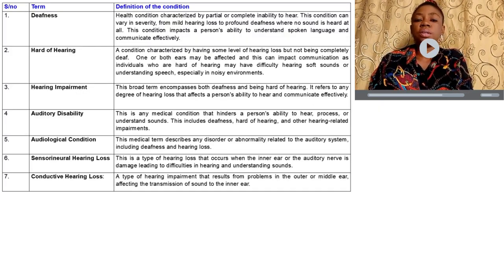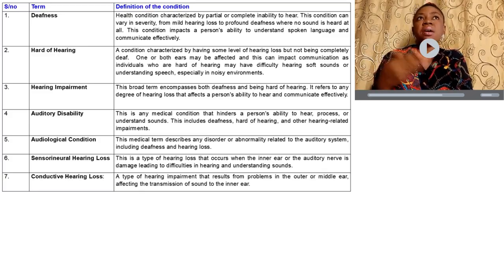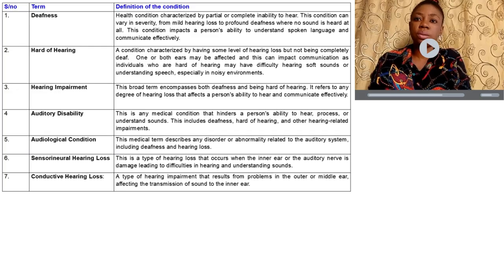Okay, so the next slide, we are talking about some definitions. So the word deafness is referred to certain health conditions that are characterized by either partial or total loss of hearing. It could range from mild to severe hearing loss.